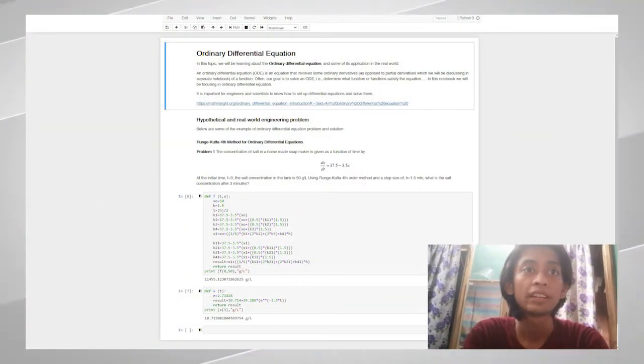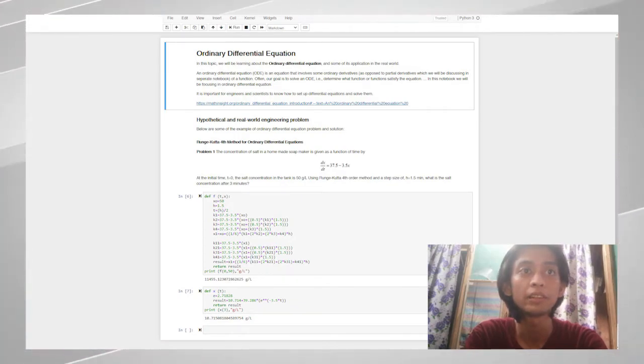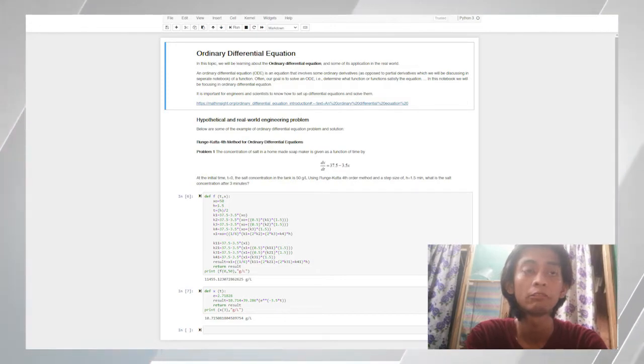Often our goal is to solve an ODE, for example, how to determine what functions satisfy the equation. It is important for engineers and scientists to know how to set up differential equations and how to solve them. So below is an example of an ordinary differential equation problem and solution. We are using here the Runge-Kutta fourth order method in order to solve the ordinary differential equations.